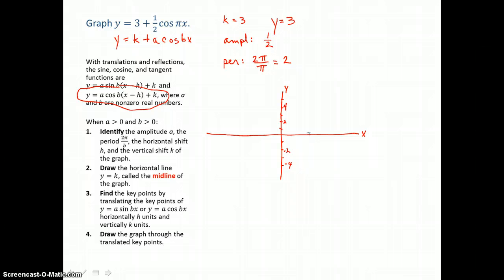And we have a period of 2 units, so I'm going to go 1, 2 along the x-axis, and -1, -2 to the left of the y-axis. Okay, and then we have a new midline or horizontal axis, so I'm going to sketch in y equals 3.